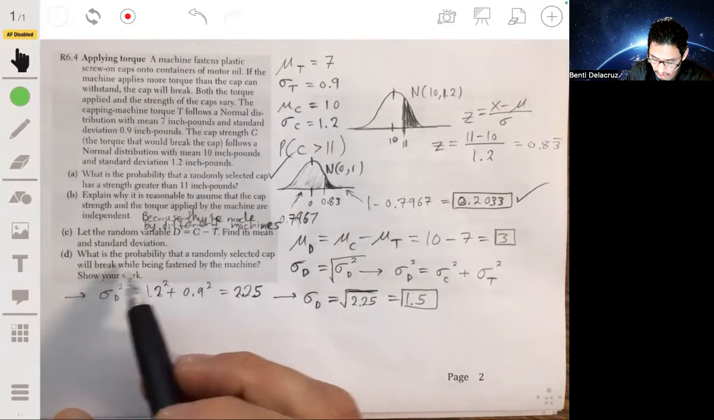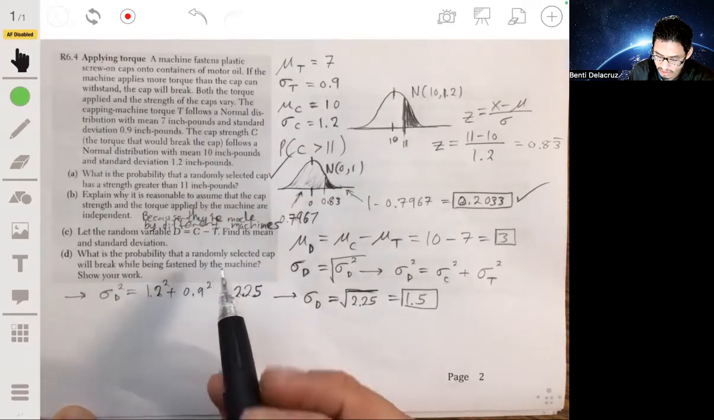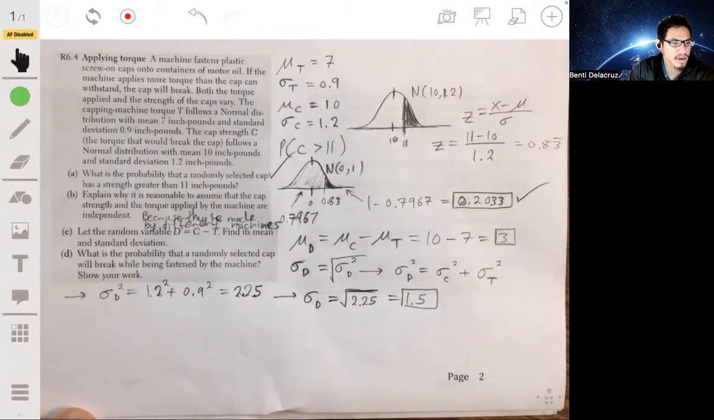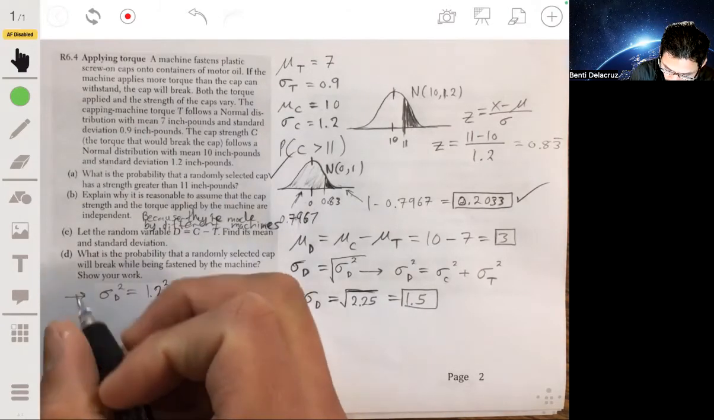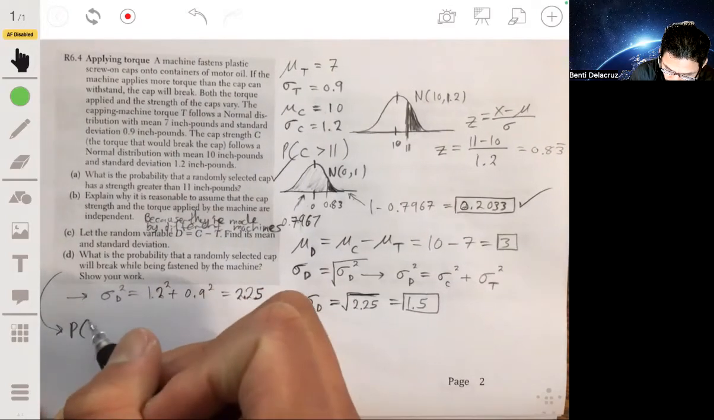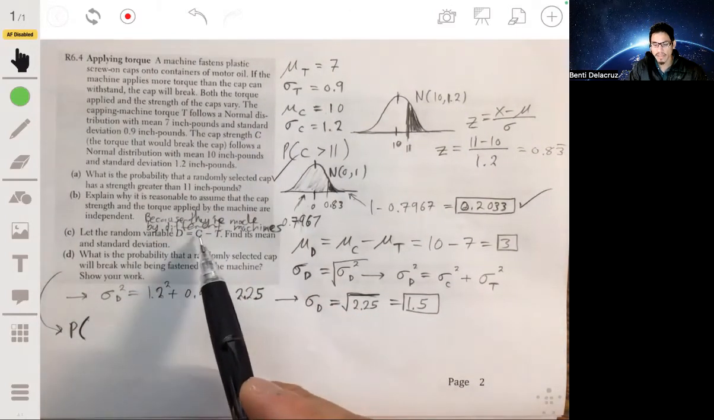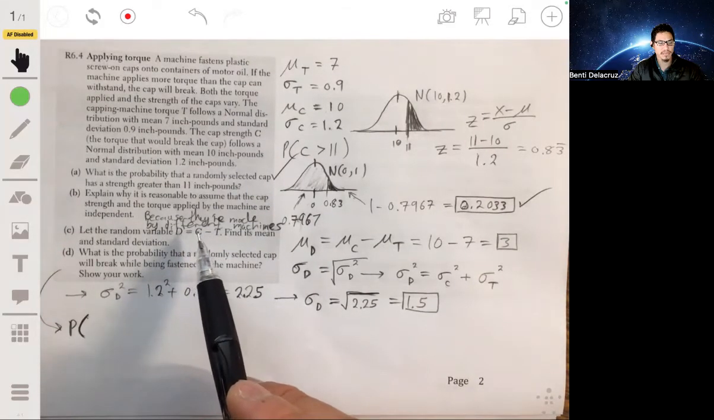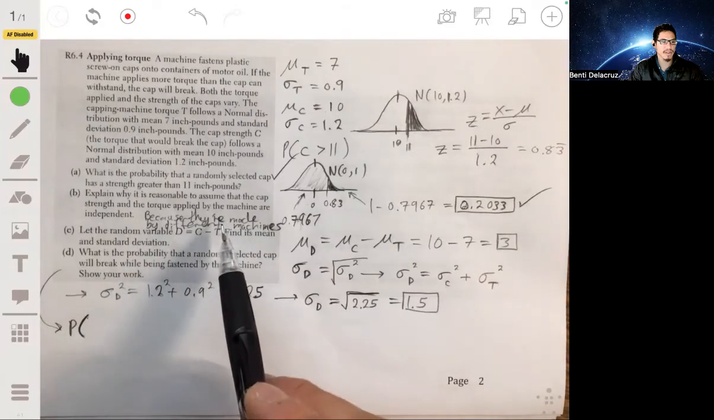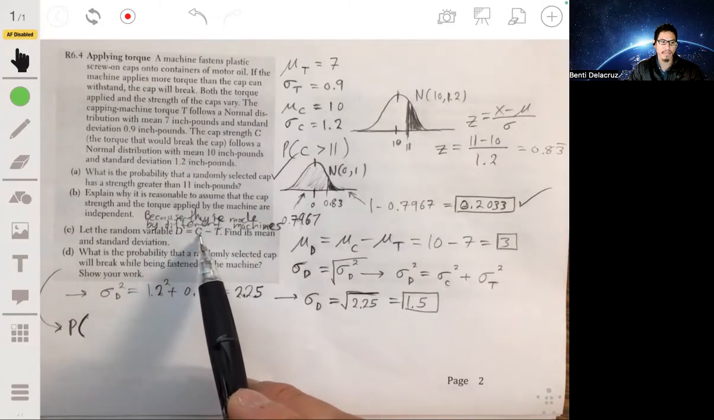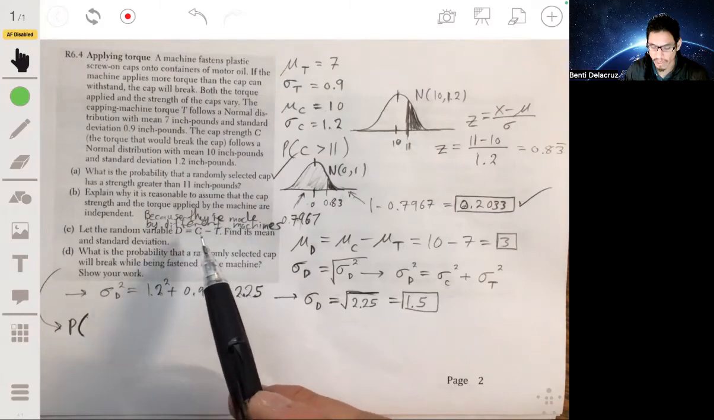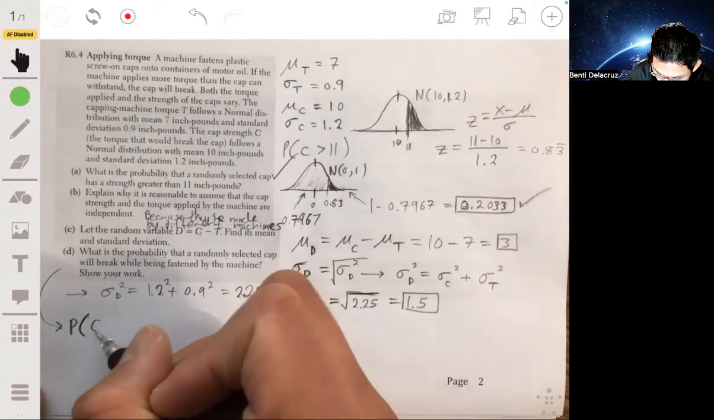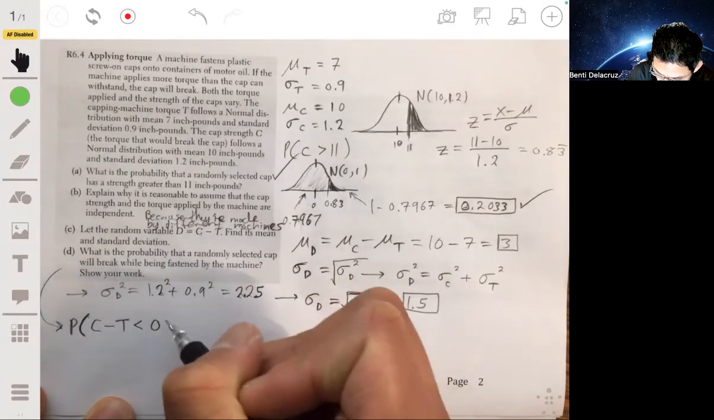All right, now in the last part, we're finding the probability that a randomly selected cap will break while being fastened by the machine. What's the probability that the machine is going to break the cap? In other words, what's the probability that the torque is going to be more than the cap can withstand? So we want to find the probability that C minus T is going to be a negative number. Remember, it's going to break if the value of T, the value of torque, is more than the value of the cap. Because if the torque is more than the cap strength, it's going to break. So we want to find the probability that C minus T is less than 0, is negative.